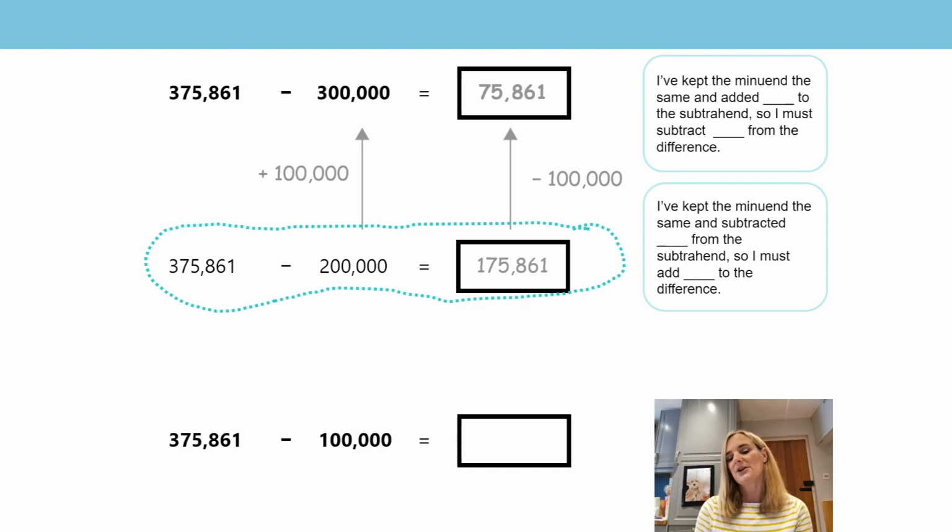So a lot of you probably think, well, hang on, I already know what 375,861 subtract 300,000 is because I can use my place value. I know that you know that. But it's just about making sure that you can see those connections before you go off and do some other bits for yourself. Okay, let's have a look at the next one then.